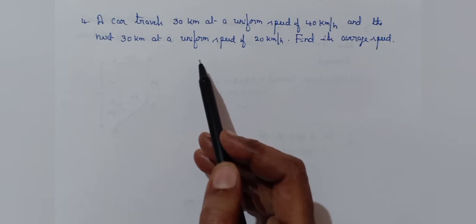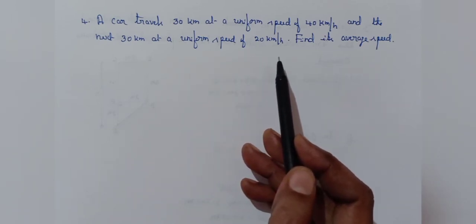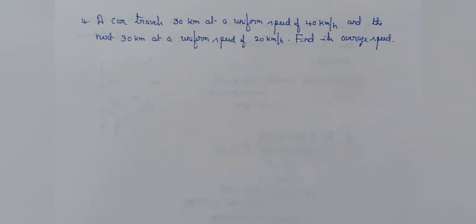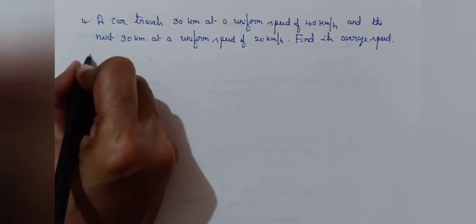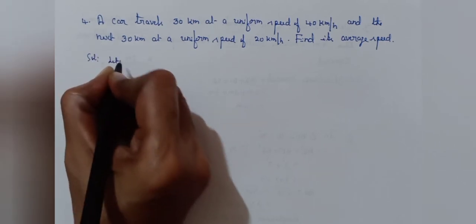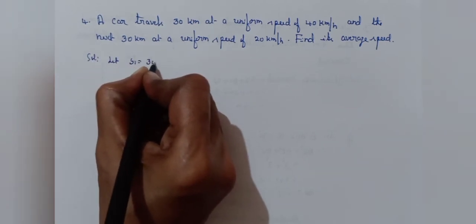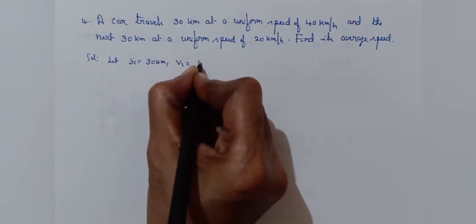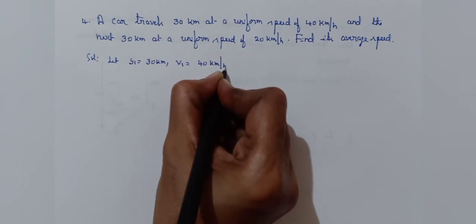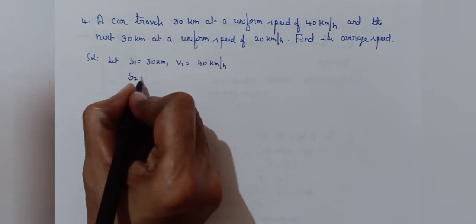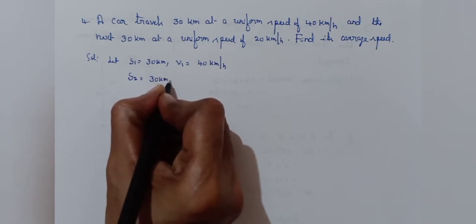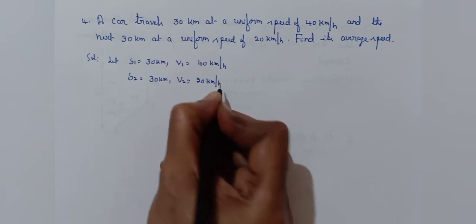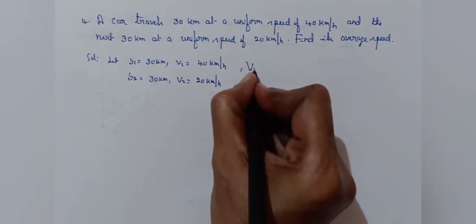Next problem. A car travels 30 km at a uniform speed of 40 km per hour and the next 30 km at a uniform speed of 20 km per hour. Find its average speed. Here the two distances and the two speeds are given. Let S1 is equal to 30 km and speed V1 is equal to 40 km per hour and S2 is equal to 30 km and V2 is equal to 20 km per hour. Then find out the average speed.